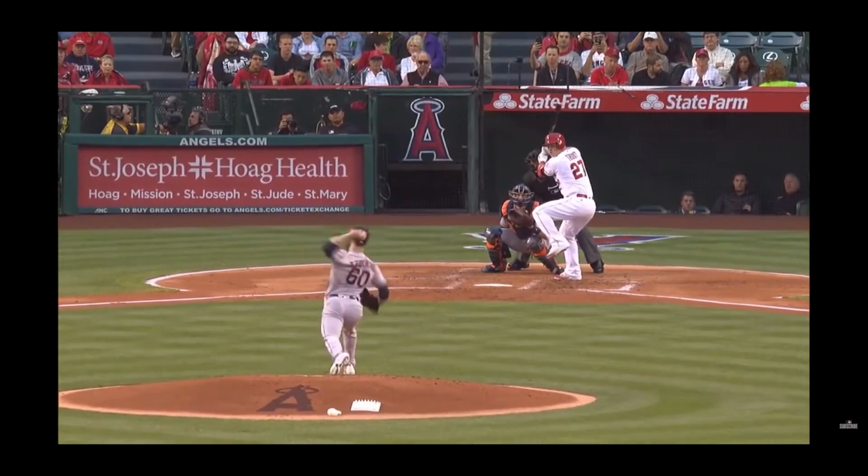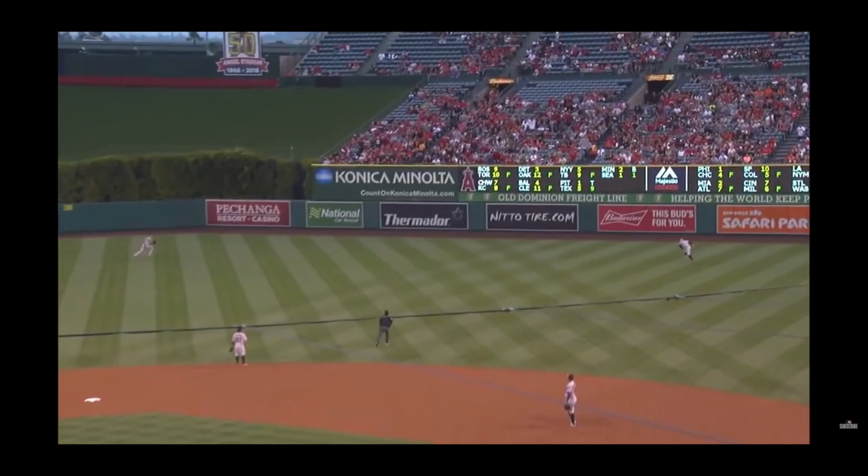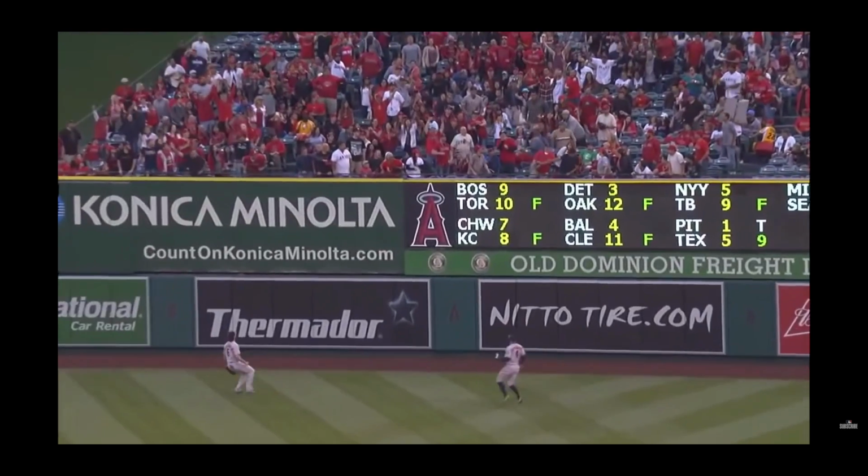First base side of the pitching rubber. That's driven out to right center field. That's got a chance. Goal!